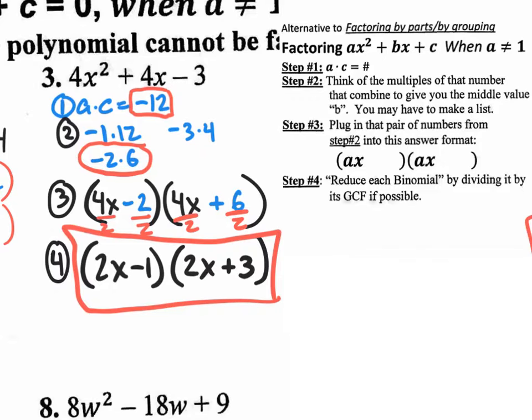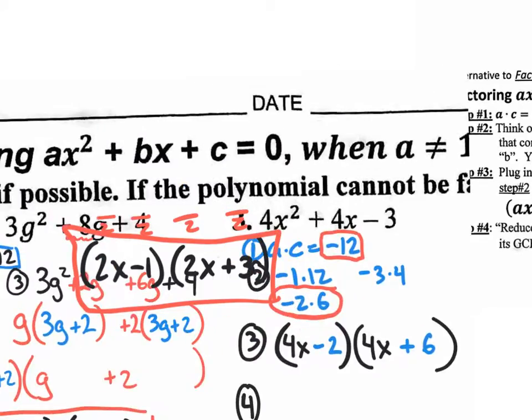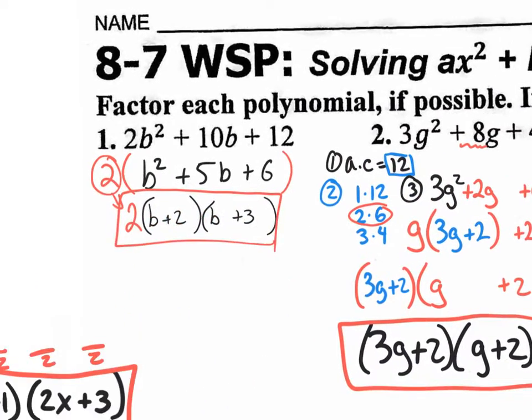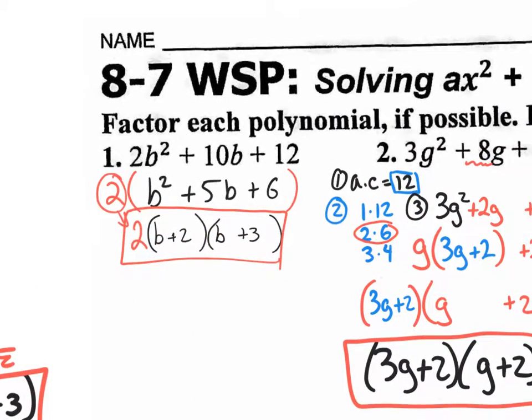So we have the entire worksheet of, what is this, 8.7 WSP. You could practice with this shortcut method. Good luck. Remember, questions on the quiz come straight from the homework.